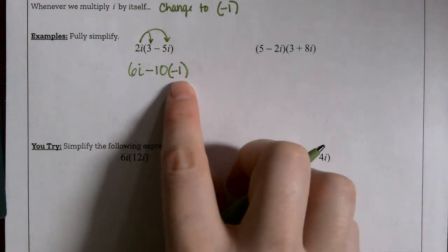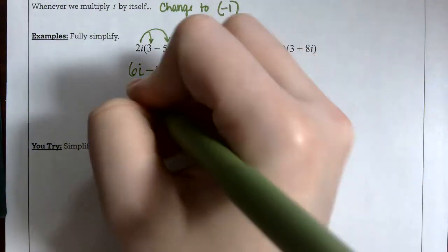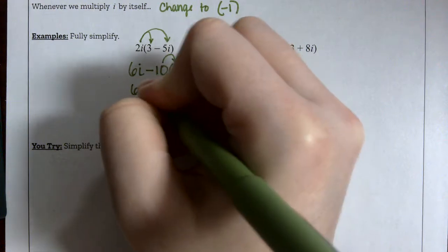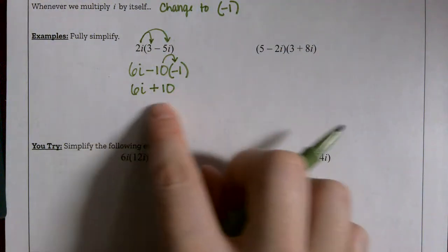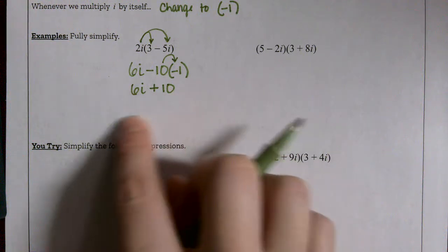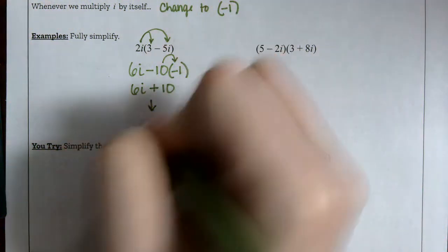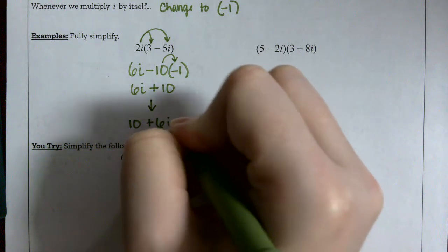So now whenever you change something to negative 1, you're going to have an additional step. So I'm going to have to distribute again. And then hopefully you notice this is not the order we want. When we have complex numbers, we have to have the real part first. So I'm just going to switch this to 10 plus 6i for my answer.